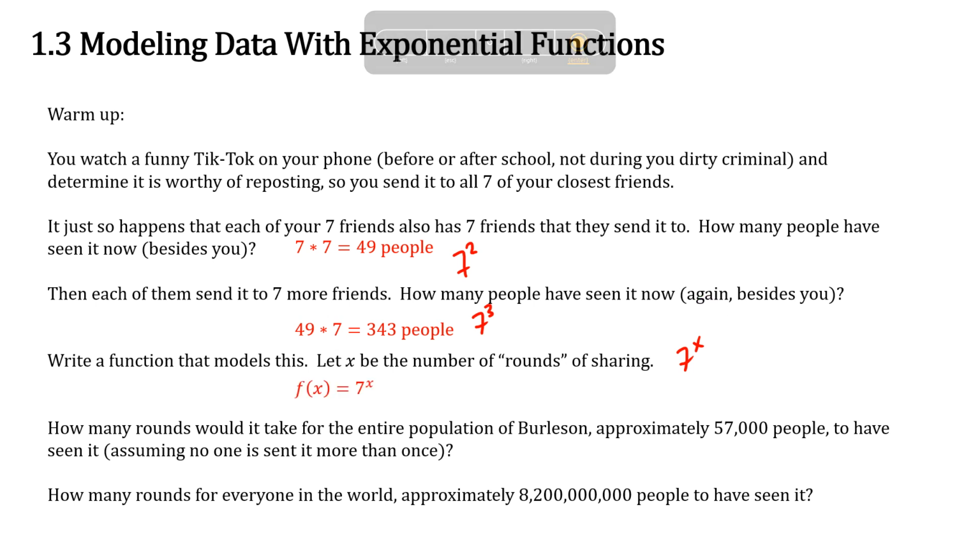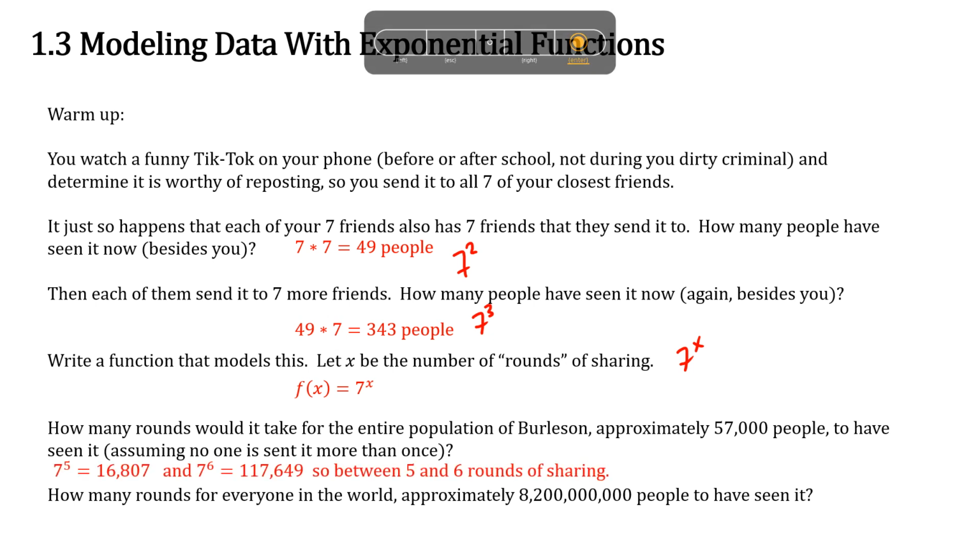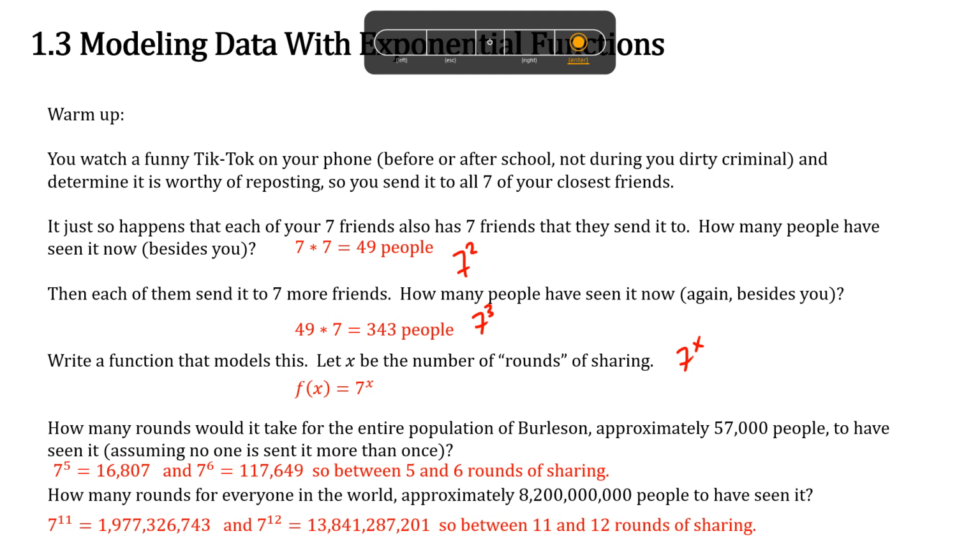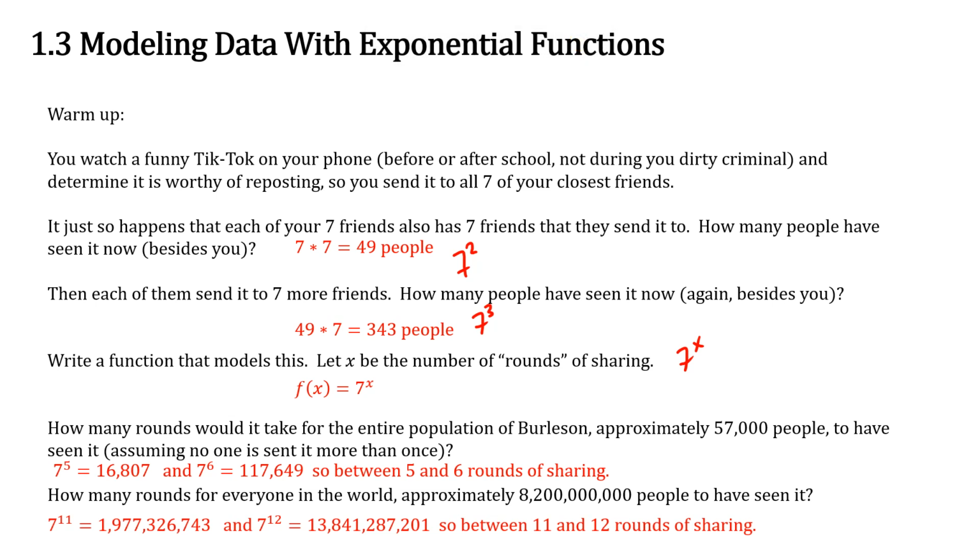Now, to see how long it would take to get to 57,000 people, you just keep plugging in x. At 7 to the 5th, we get 16,000-ish, and at 7 to the 6th, we get 117,000. So between 5 and 6 rounds. Same thing here. To the 11th, you'd get about 1.9 billion, and to the 12th, you'd get almost 14 billion. So somewhere between 11 and 12 rounds. We don't have to answer that much. Just illustrating how fast these things can rise.